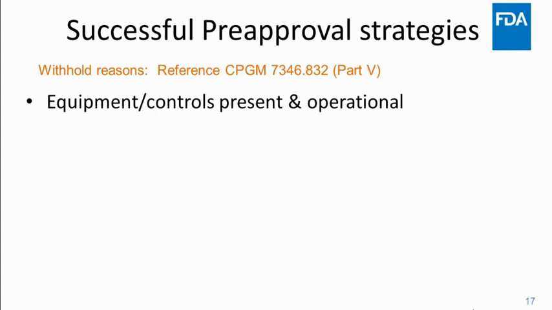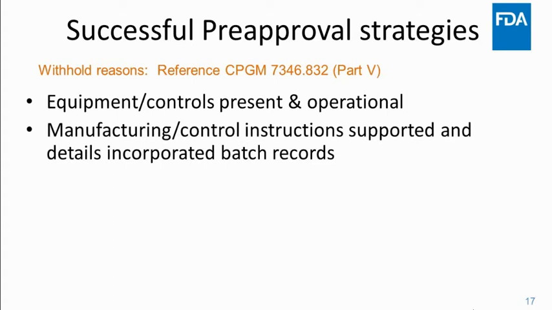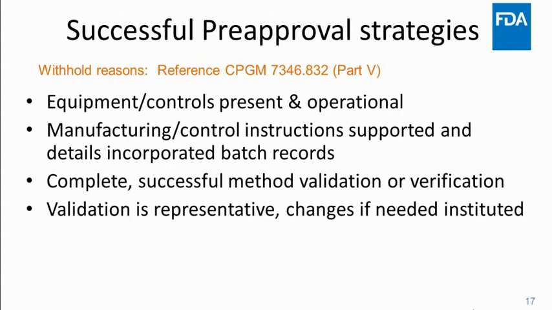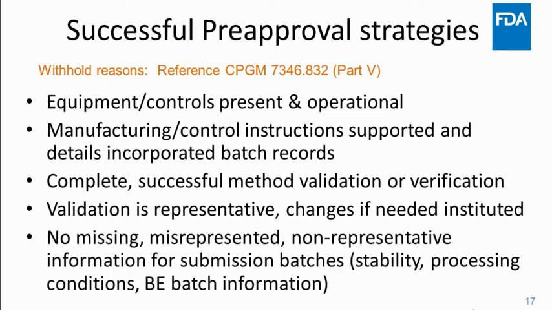So really work with your manufacturing site to ensure you have the right equipment and controls present. They're operational. You have instructions for manufacturing and control, and detailed instructions are incorporated within your batch records, and they're supported by your development studies. Ensure you have complete, successful method validation or verification. The validation needs to be representative. If there are changes, please make sure they're instituted and incorporated. And last but not the least, we really struggle in scenarios where there's missing information, misrepresented information, or non-representative information for submission batches, be it stability, processing conditions, or batch information. So make sure that there is consistent information being submitted and there is appropriate supporting information on site.